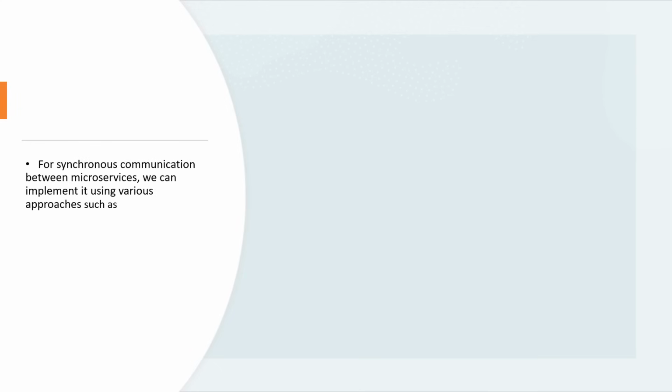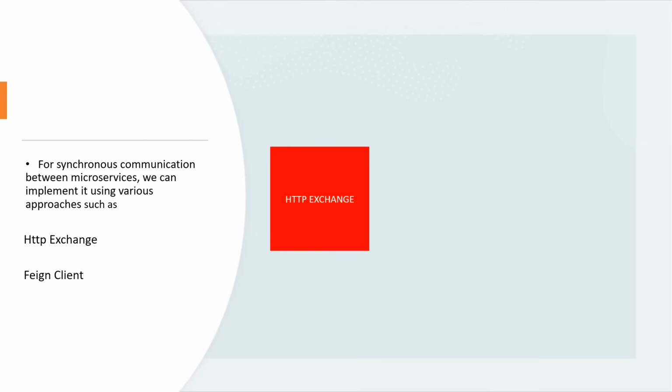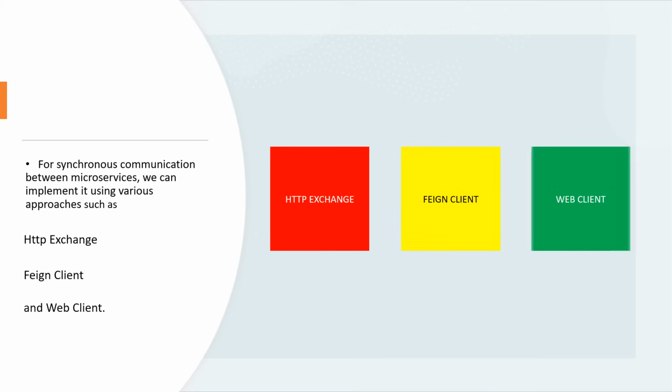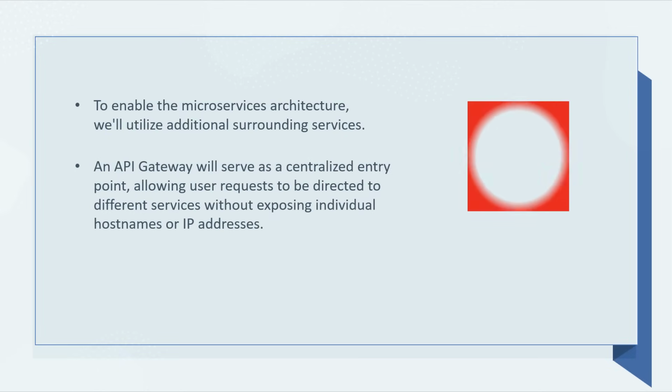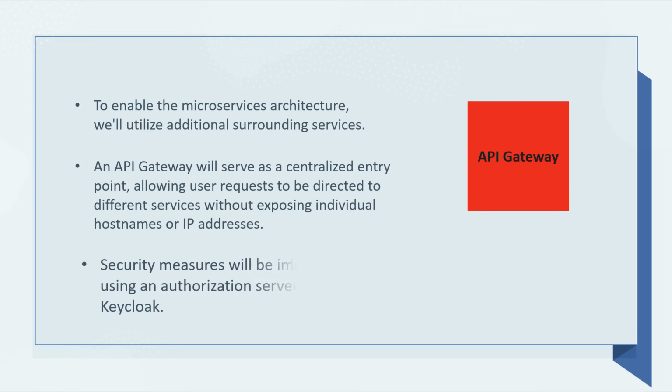For synchronous communication between microservices, we can implement it using various approaches such as HTTP Exchange, Feign client, and WebClient. To enable the microservices architecture, we will utilize additional surrounding services. An API gateway will serve as a centralized entry point, allowing user requests to be directed to different services without exposing individual hostnames or IP addresses.